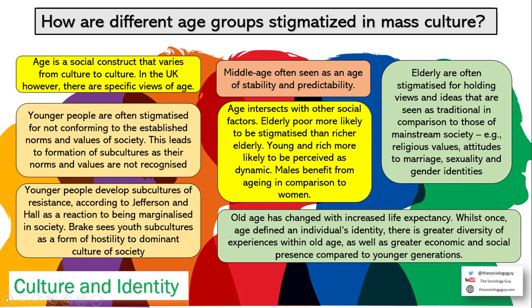Age also intersects with other social factors. So people who are rich and old are less likely to be seen in a negative light than people who are poor and old. Likewise, people who are young and rich may be seen as being more dynamic, whereas the young who are less well off are more likely to be seen in a negative way.